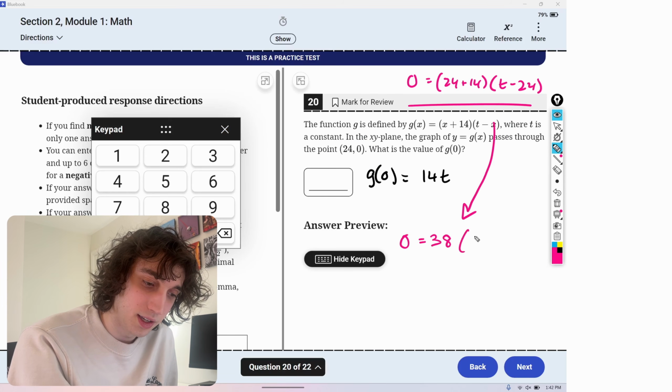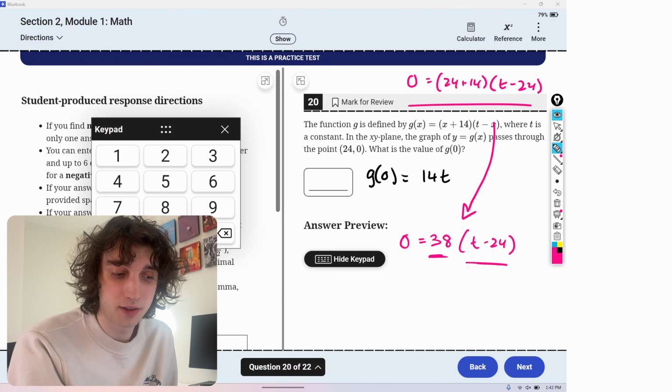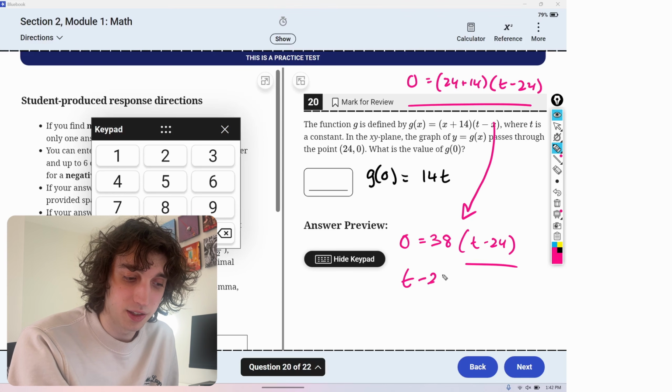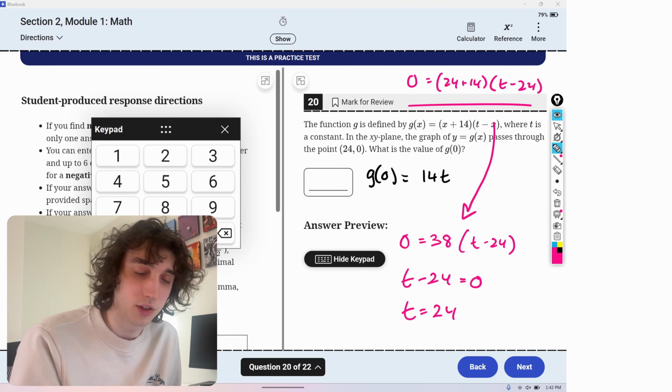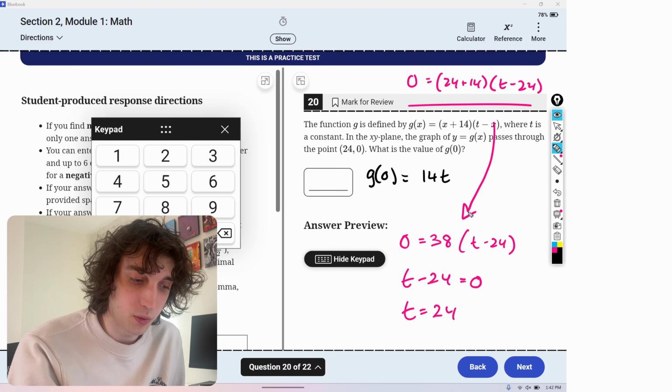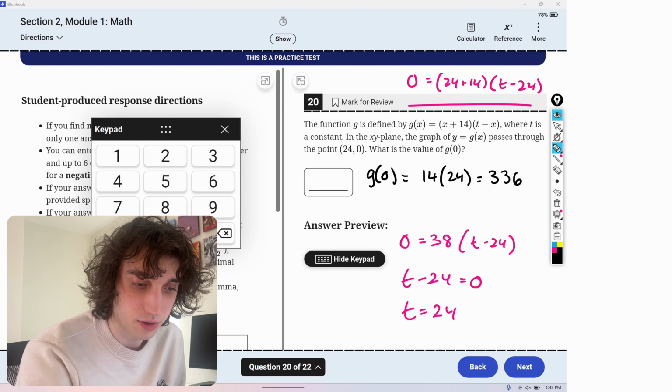We get 38 times t minus 24. Since 38 times something equals 0, that means that that something, t minus 24, has to be equal to 0, and we can solve for t by adding 24 to the other side. Since t equals 24, we can say 14t is actually 14 times 24, and then we put that into our calculator and we should get 336.